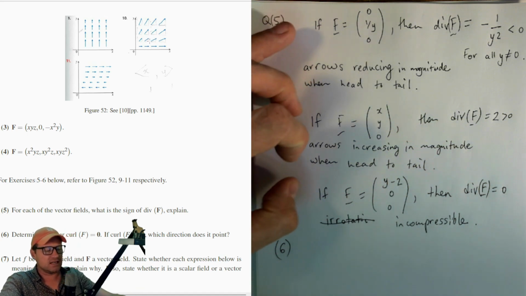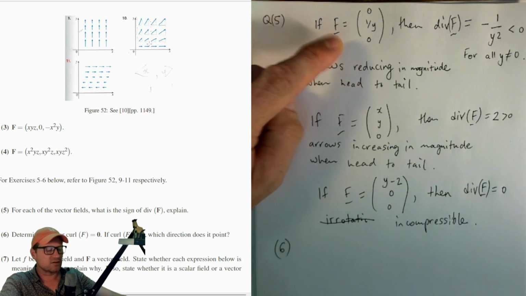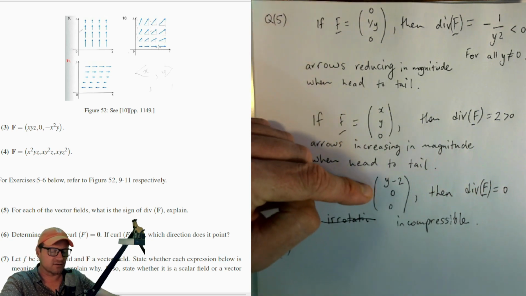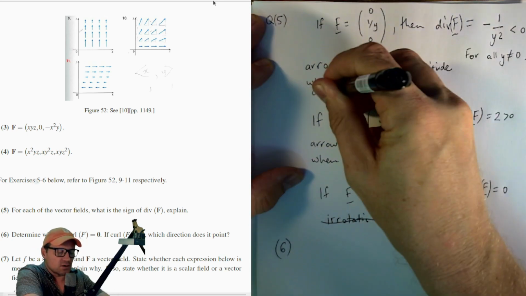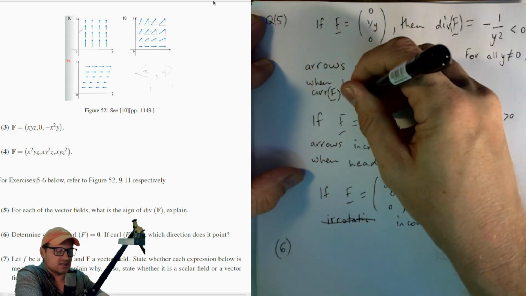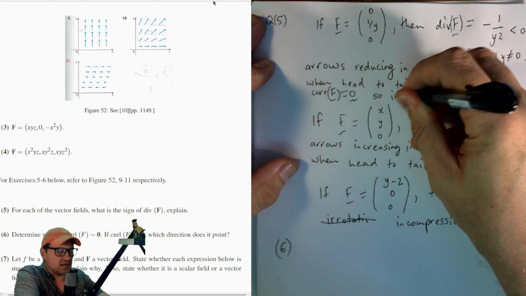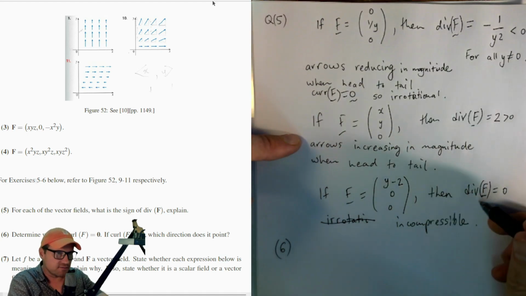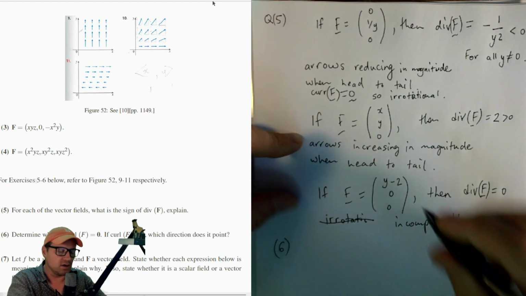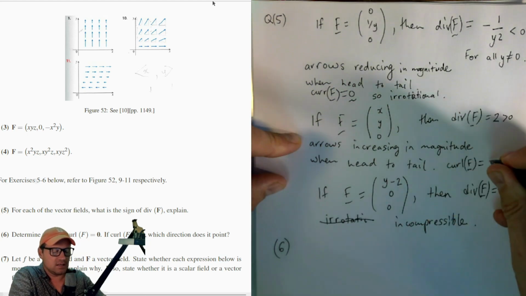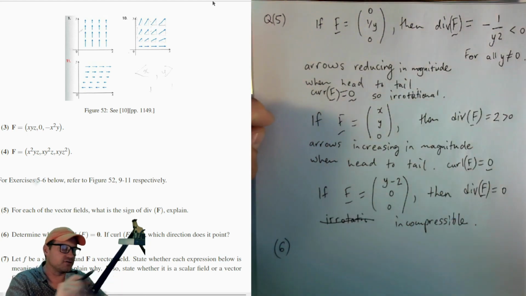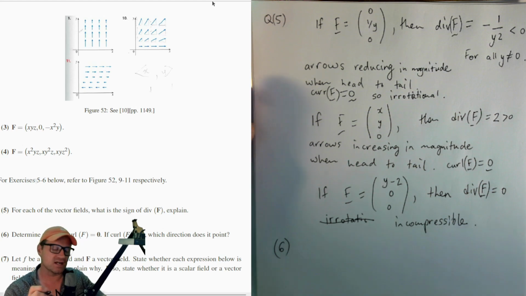So if we look at each of these examples, this vector field and this vector field, we can calculate the curl for each of those. So for this one, curl of f is 0, the 0 vector for the top left, so irrotational. Okay, now for this vector field in the top right, we also have curl f is the 0 vector. So this vector field on the top right is also irrotational.